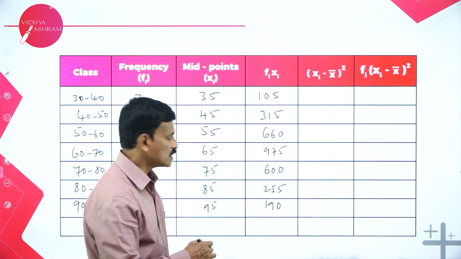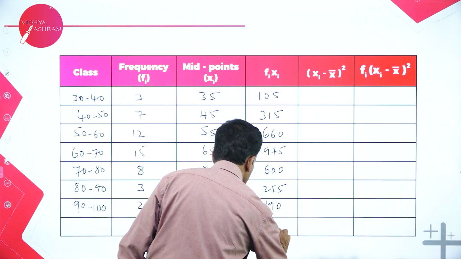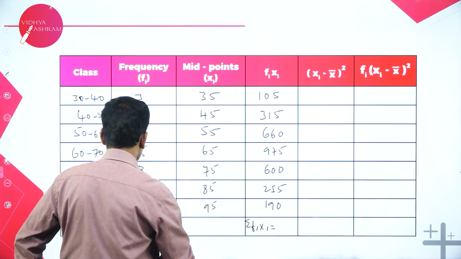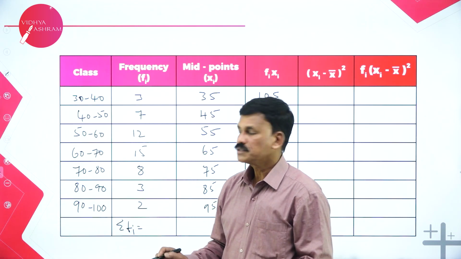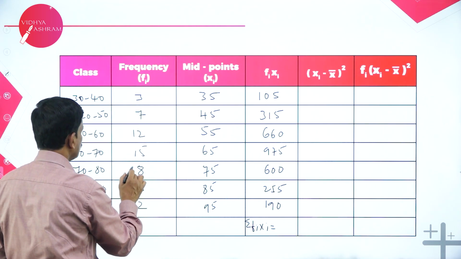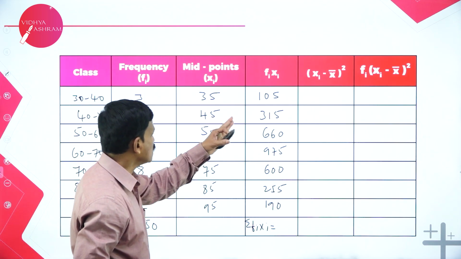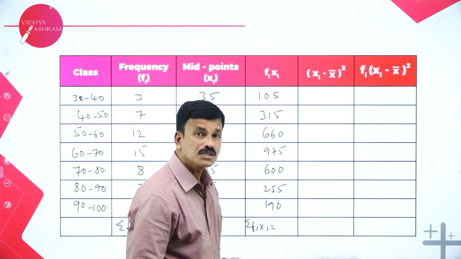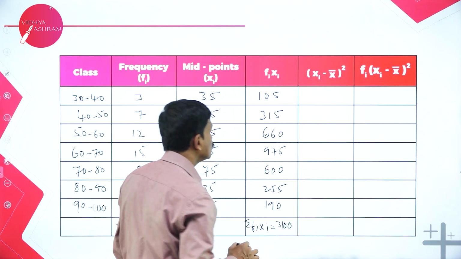Now add this. If you add, you will get sigma fi xi, and this is sigma fi. If you add 3 plus 7 plus 12 plus 15 plus 8 plus 3 plus 2, this is totally equal to 50. Now if you add the products, sigma fi xi is equal to 3100.